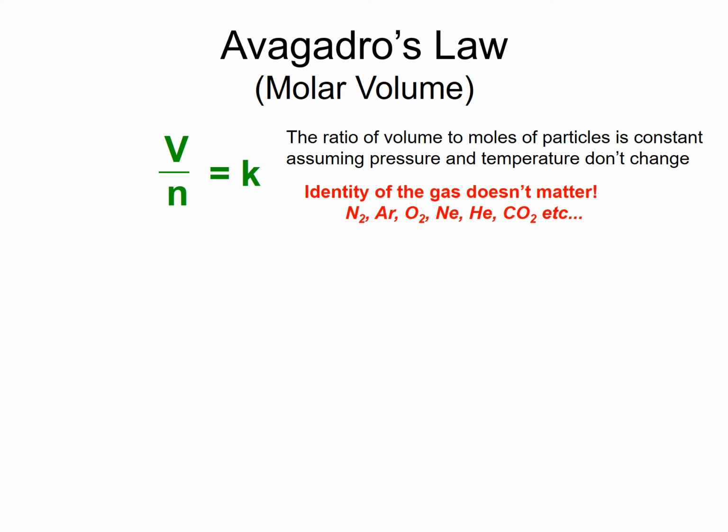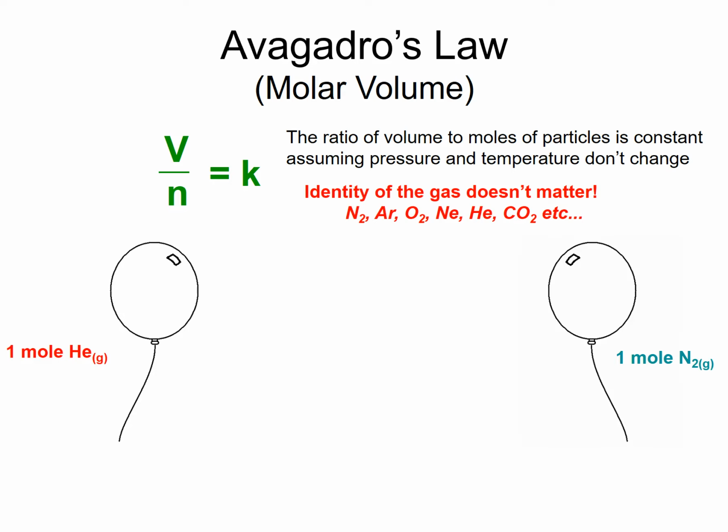Okay, let's imagine that we've got two different gases and we've stuffed them into a balloon. The first balloon contains 1 mole of helium and the second balloon contains 1 mole of nitrogen. Helium is a monatomic gas. Nitrogen is a diatomic gas. It consists of pairings of nitrogen atoms, a nitrogen bonded to another nitrogen, a nitrogen molecule, if you like.